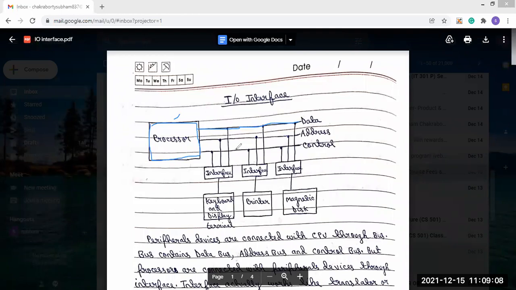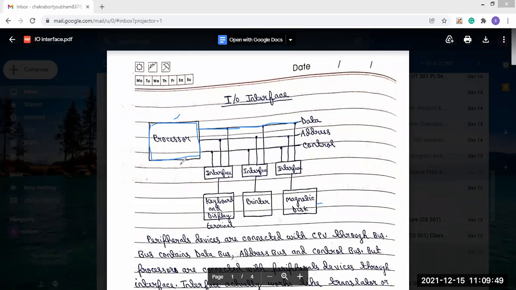Now the processor will be connected with this bus, and here you see we have used an interface. These are the input output devices: keyboard and display terminal, printer, magnetic disk. This input output device is connected with the processor using the interface.